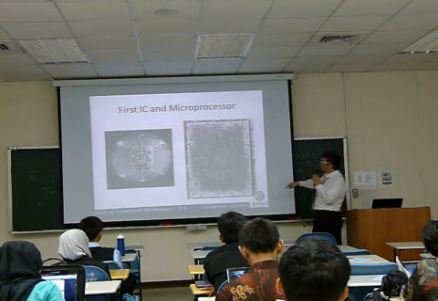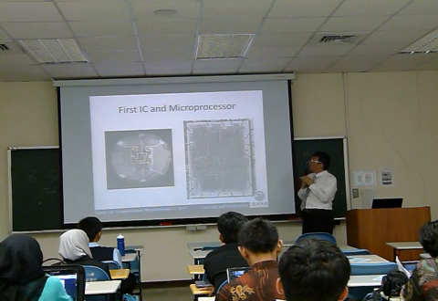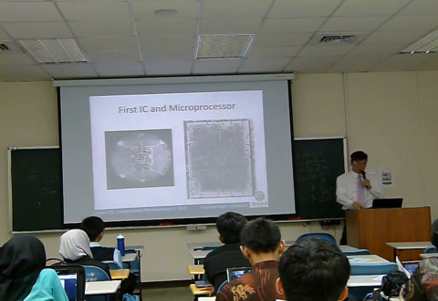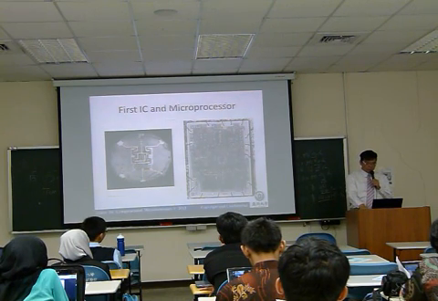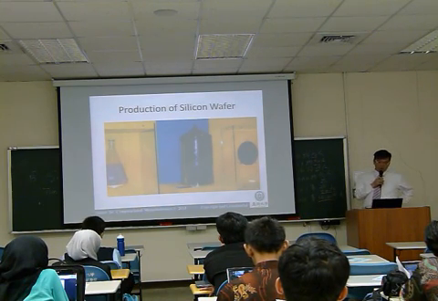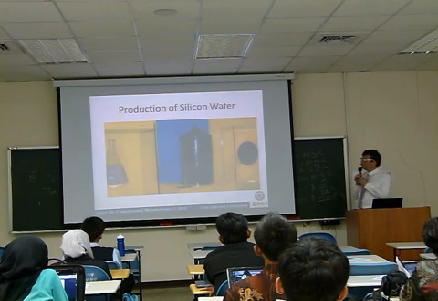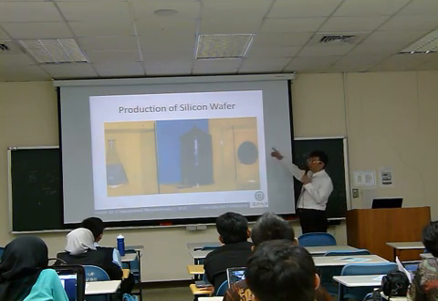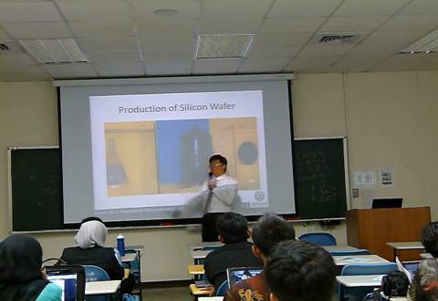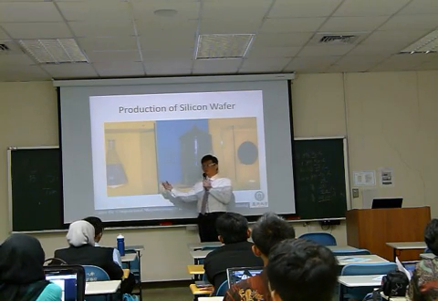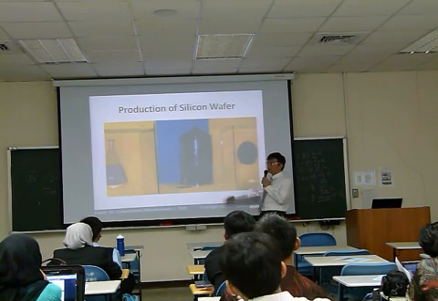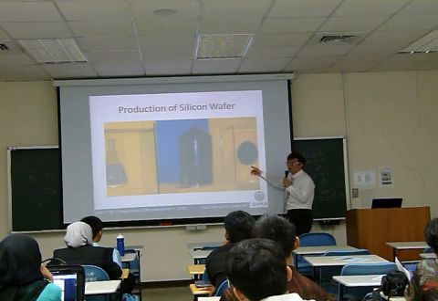Modules can be made like this Intel microprocessor. Then this is the production of the silicon wafer. This is silicon material. So we purify the silicon, give a single crystal material, and make the silicon wafer.